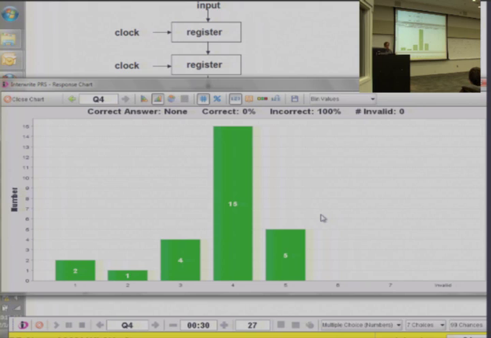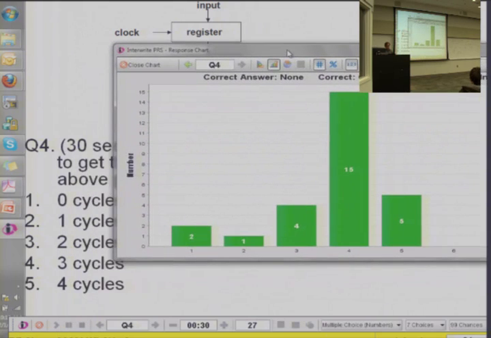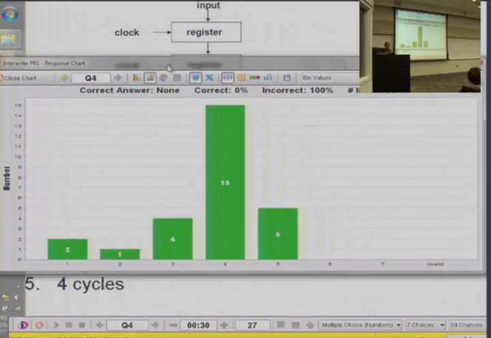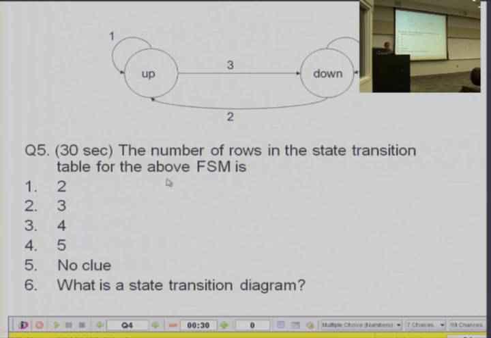I'm happy to see that most of you have the right answer. Basically, we talked about the fact that a register acts like a wall, right? So it needs one clock cycle to pass that wall. You need one clock cycle to go from here to here, a second clock cycle to go from here to here, and a third clock cycle to go from here to here. So you need 3 clock cycles, which is answer number 4 here. Okay, let's go to the next one.